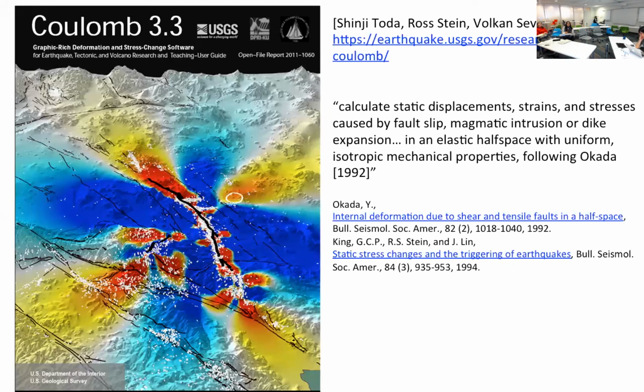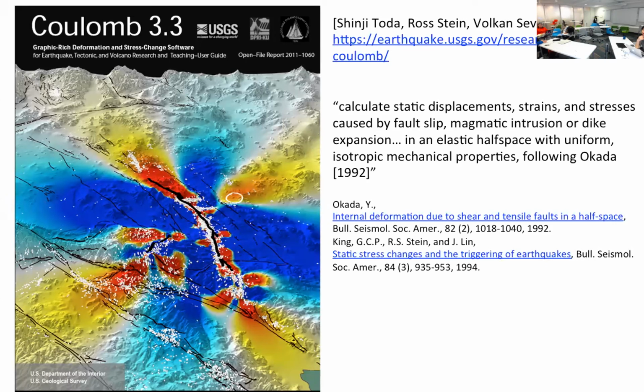Right, so what Coulomb does is, like I just described, to calculate static displacement. And from displacement, you can get strains, stresses, and all sorts of information that you would like to have from earthquake slip or magmatic intrusion or dike expansion. But the limitation here is that it follows the analytical solution from Okada, 1992, and another paper before it. So the medium has to be an elastic half space with uniform isotropic properties. Basically, it means that you're down to two independent elastic moduli, being shear modulus and Poisson's ratio or other combinations of two moduli. So that's definitely one of the limitations of Coulomb.